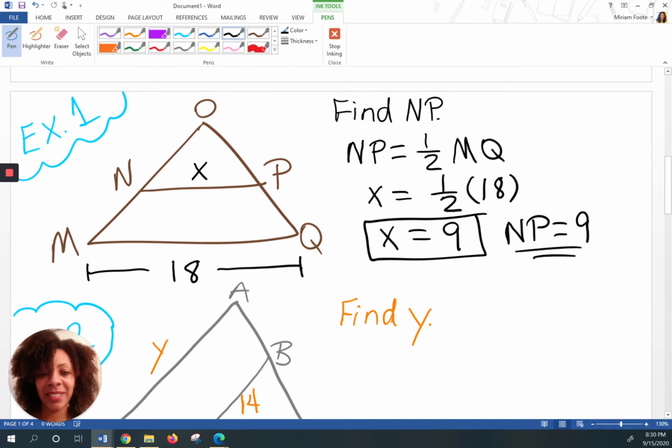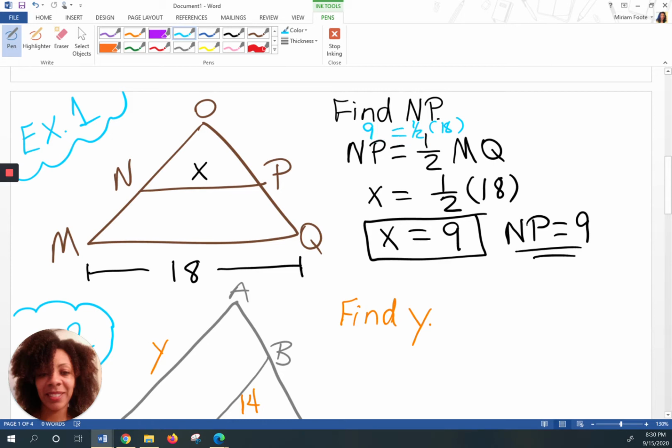And that makes sense if you think about the rule. If I were to substitute it in and place 9 here for NP, because that's what I said it equals, it should equal 1/2 of MQ, which is 18. Does that make sense? 18 divided by 2 is 9, right?